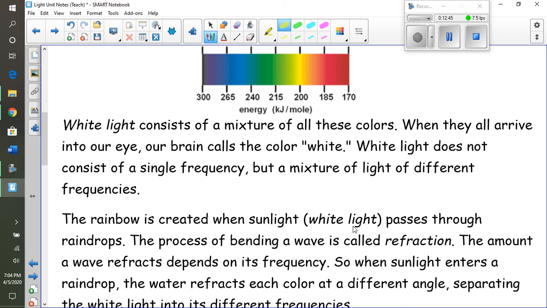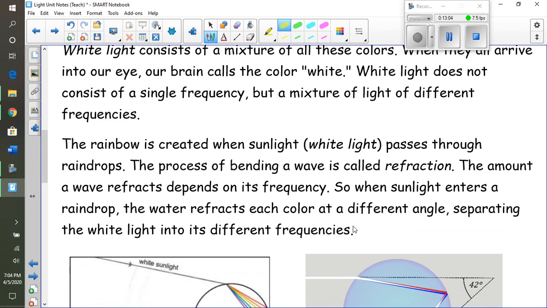White light is a mixture of all these colors. So when all of these colors enter your eye at the same time, your brain can't handle it, and it just interprets it as white. So white light is not a single frequency, it's a mixture.